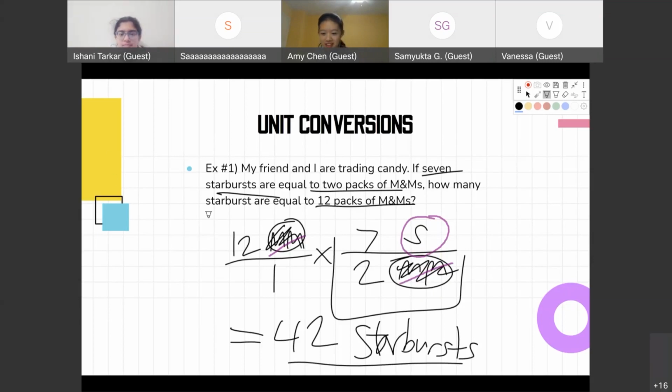You may be asking, why would we do this if you can just multiply by 6 and get it done? Well, it's because when it gets more complicated, say you have hours per minute per something else or something weird, it would be really confusing to try to do it without this step-by-step method. So that's why it's useful.